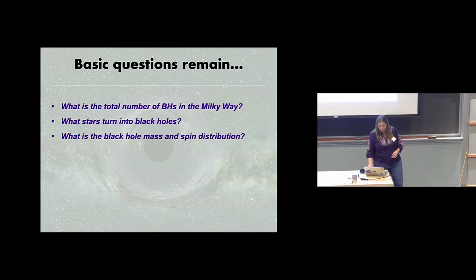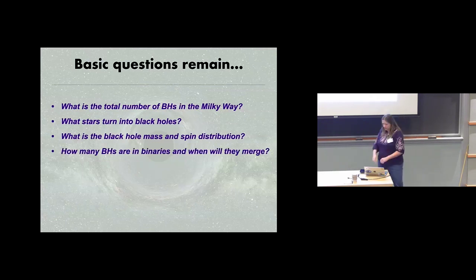What is the black hole mass and spin distribution? Of course, you might think we are starting to have really good measurements of this from the LIGO population, but those are not your normal black holes. And so the mass distribution and the spin distribution may be very different for all of the rest.